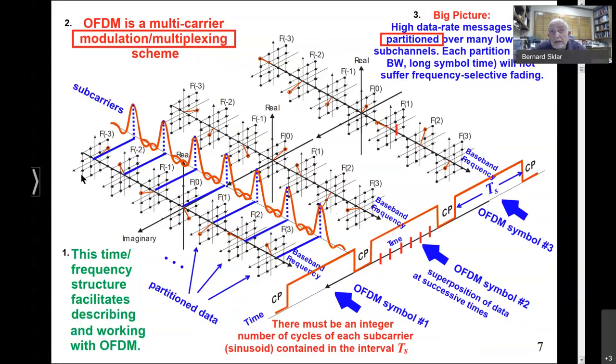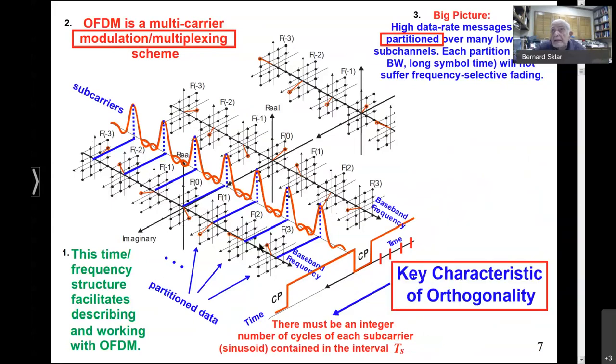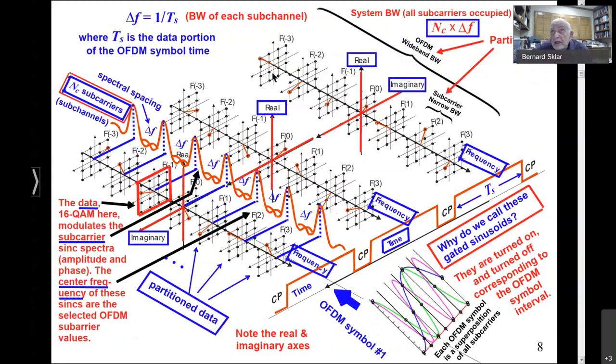What you see here is data modulating a carrier by changing its amplitude and phase. That's how its modulation takes place here. So the big picture, view it as a multiple access scheme where I have the usual kind of a grid with slots of time and bands of frequencies. And so when I talk about partitioning, you see I take this wide band, OFDM wide band bandwidth, and I partition it into multiple carriers.